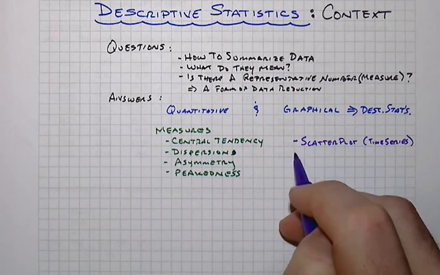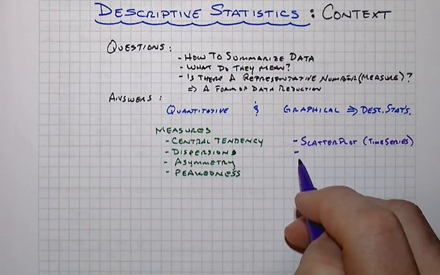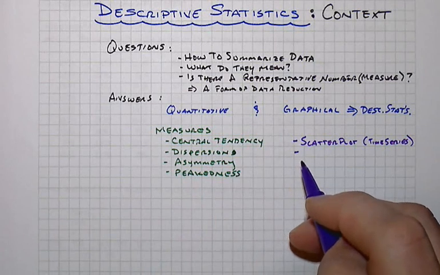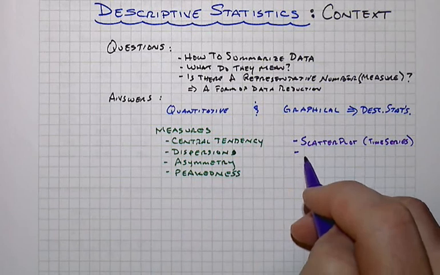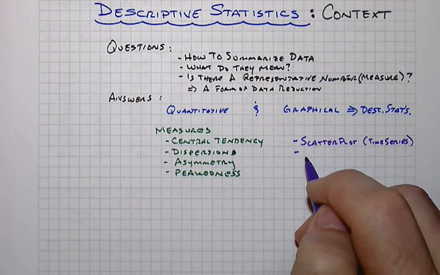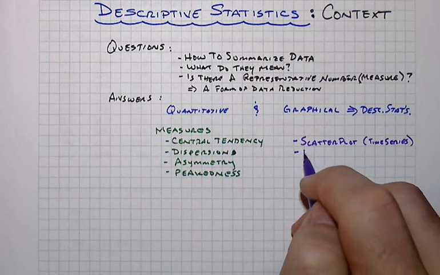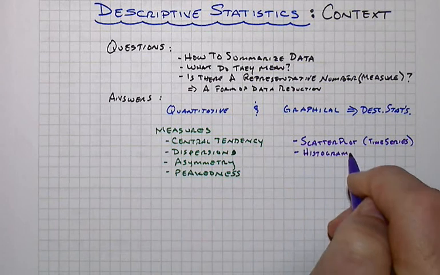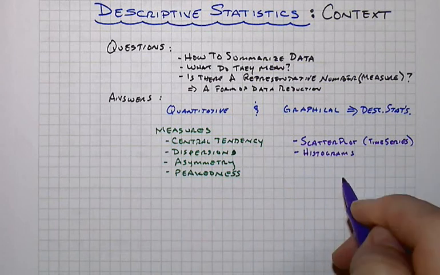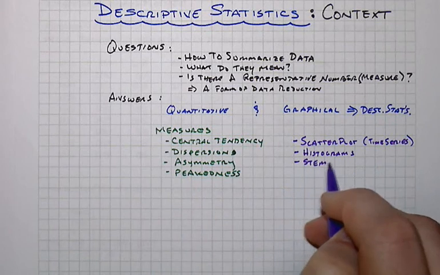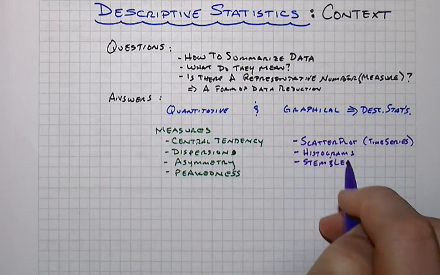And especially if we're looking at the length of a part that a machine produces, and we're looking at that over time to see if there's any drift happening in the machine. There's also histograms. You've almost certainly seen those. We've talked about them in this course already a little bit. There's a clever device called the stem and leaf plot.